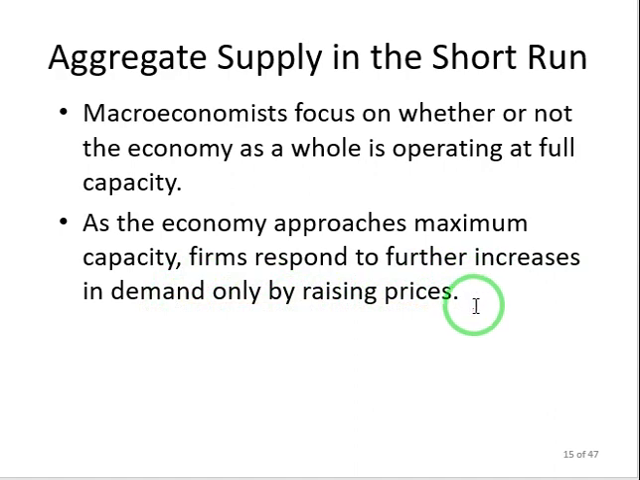I told you that in the long run, any increase in aggregate demand will only increase the price level, and the aggregate supply will not increase because all resources are fully utilized. So only the price level increases, and that price level will not affect the aggregate supply.